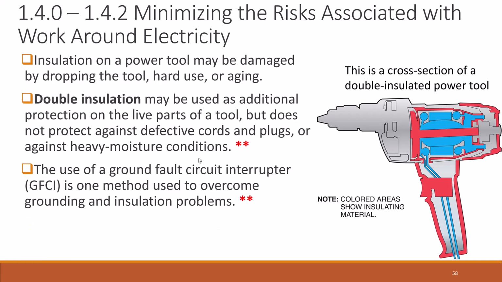So double insulation may be used as an additional protection on live parts of a tool, but it does not protect against defective cords and plugs or against heavy moisture conditions. So the best thing overall, on a construction site or around your house, is to use ground fault circuit interrupters, GFCIs. They overcome the grounding and insulation problems because they're so sensitive they will trip instead of electrocute you.